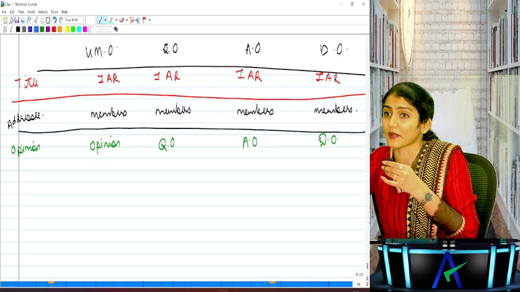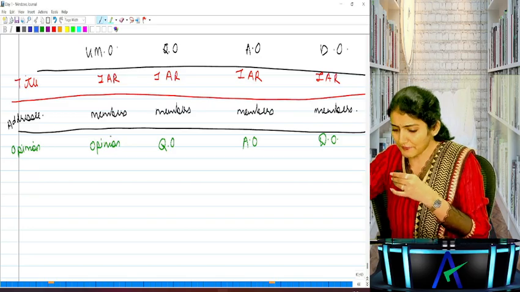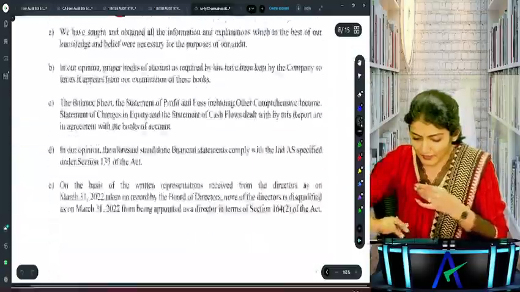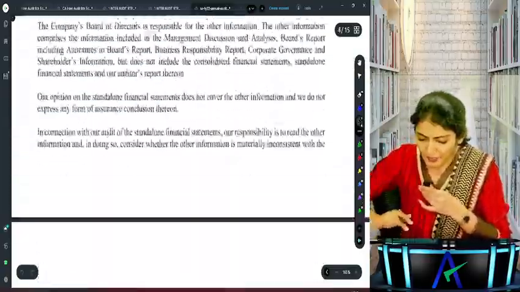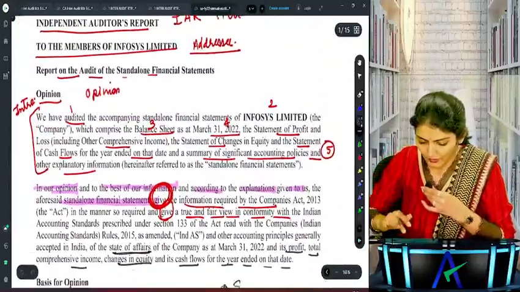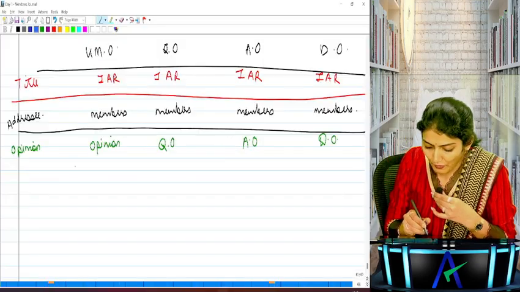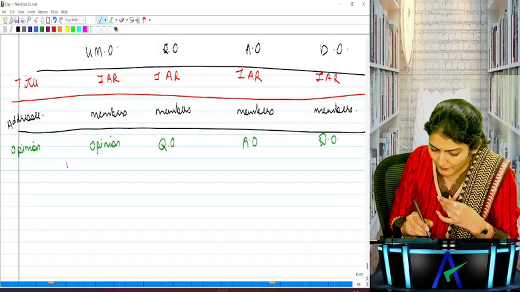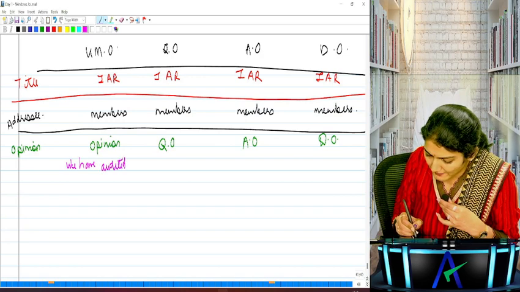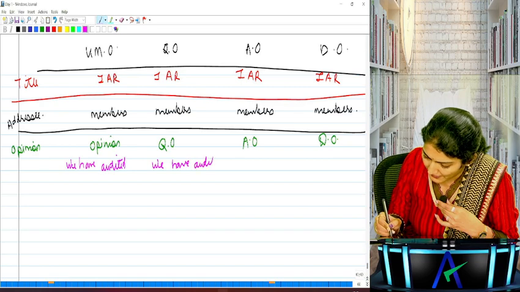Then in the opinion paragraph, what do we first write down? We write down the introduction. What is the introduction? We have audited the accompanying financial statements of ABC Company Limited. You remember the Infosys report? We have audited the accompanying standalone financial statements of Infosys. For unmodified, can I start my report that way, saying that we have audited? Yes. For qualified, can I say we have audited? Yes, we have audited the accompanying financial statements.